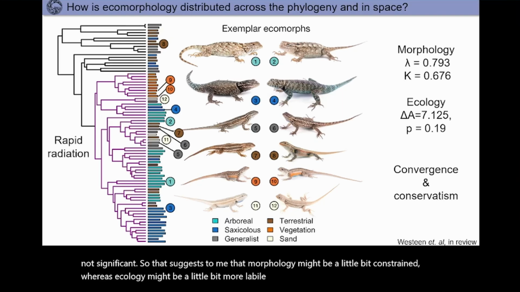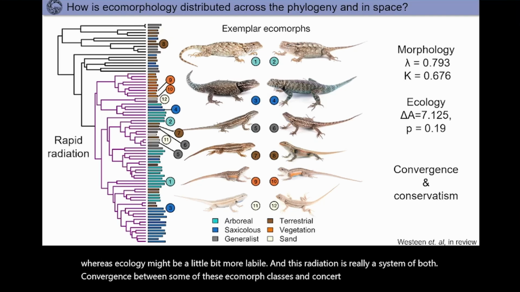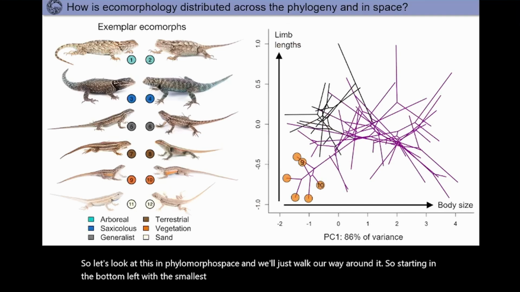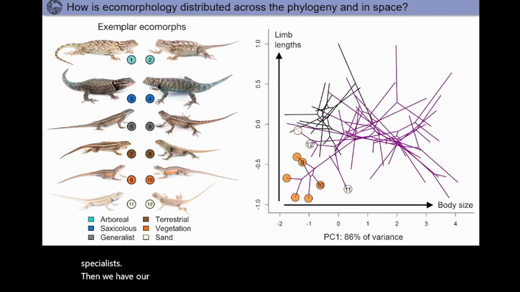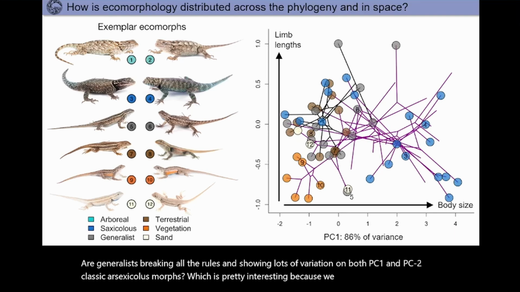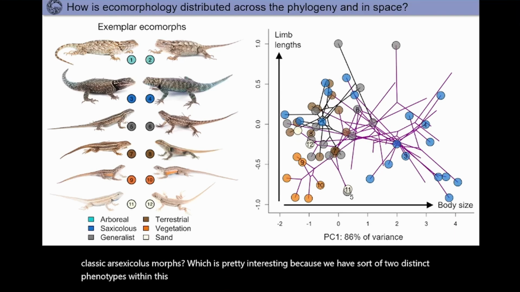And this radiation is really a system of both convergence between some of these ecomorph classes and morphological conservatism. So let's look at this in phylomorphospace, and we'll just walk our way around it. Starting in the bottom left with the smallest body size and the shortest limbs, we have our vegetation specialists. Then we have our sand specialists adjacent to them, our terrestrial ecomorphs clustering pretty well together, our generalists breaking all of the rules and showing lots of variation on both PC1 and PC2, classic. Our saxicolous morphs, which is pretty interesting because we have 2 distinct phenotypes within this grouping, in the stem group and then in the rapid radiation, and then our arboreal ecomorphs.